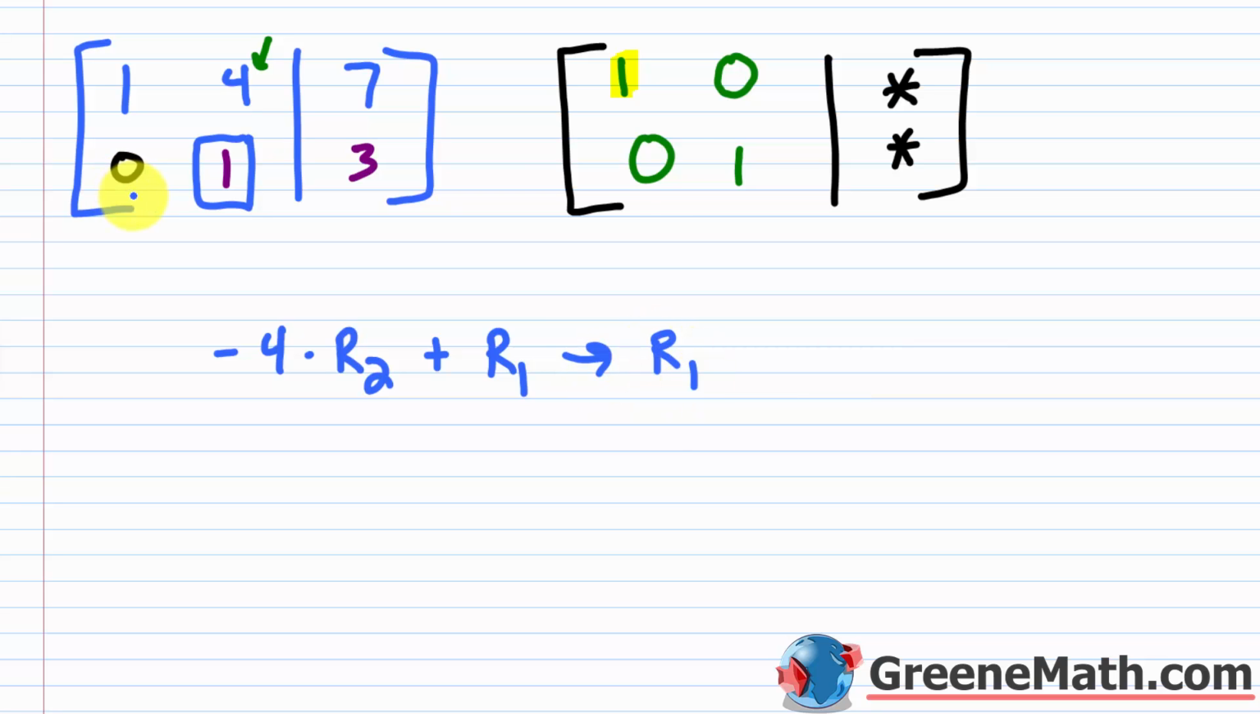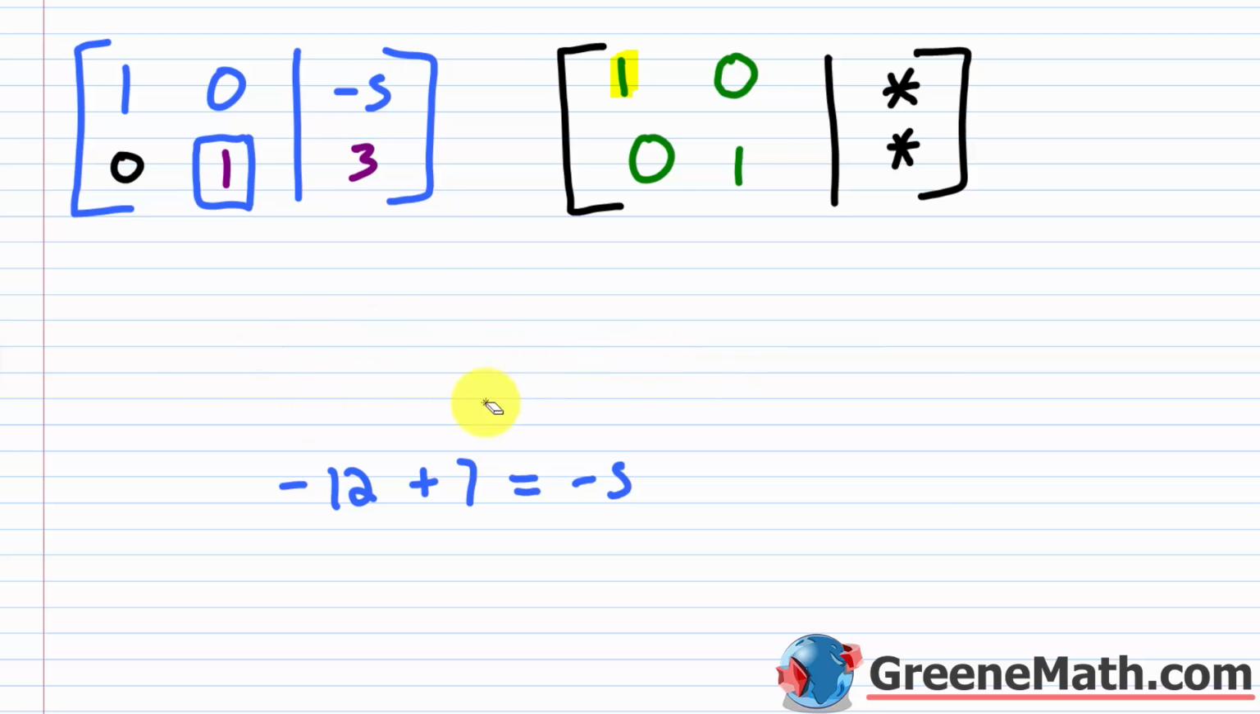We know 0 times anything is 0, so this isn't going to change. I don't need to do anything for that. 1 times -4 would be -4. Then -4 plus 4 would be 0. So that's done. And then 3 times -4 would be -12. And -12 plus 7 is going to give us -5. So you see that we have our answer now directly from the matrix.